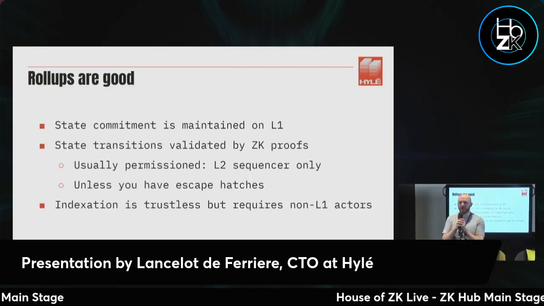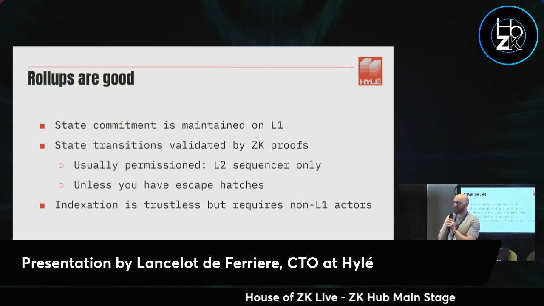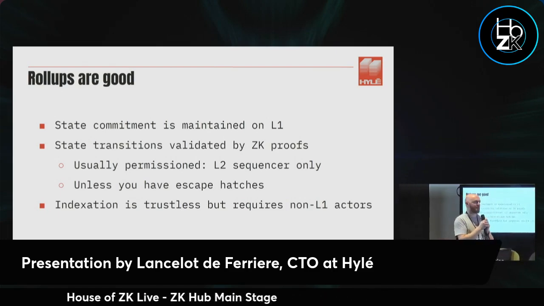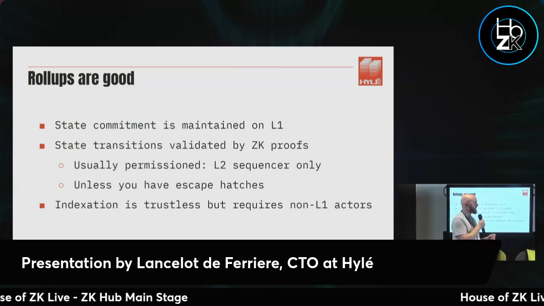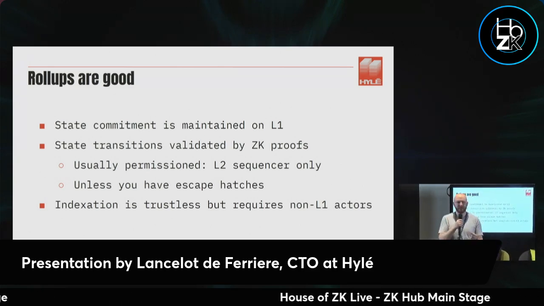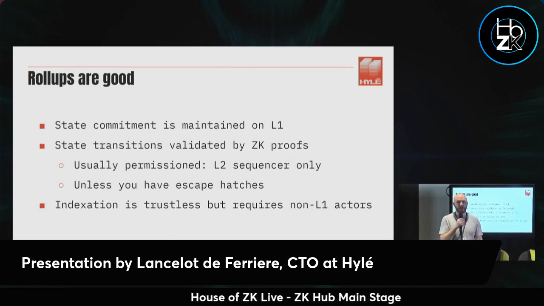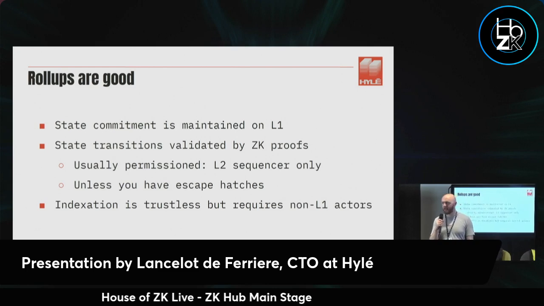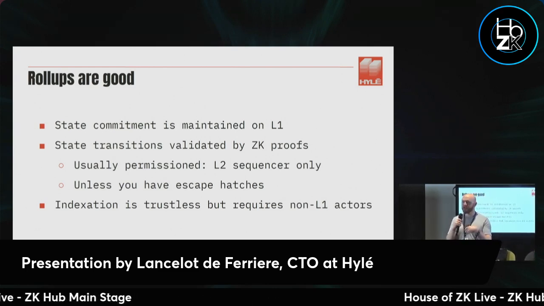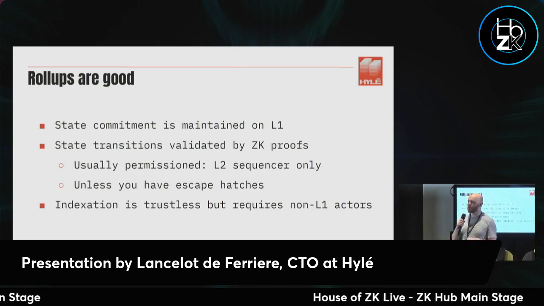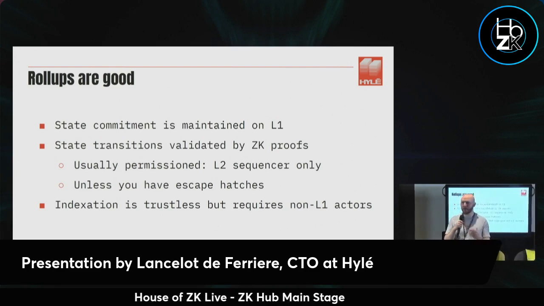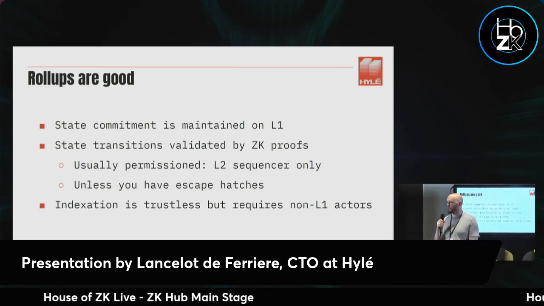Let's quickly go over what a rollup does. In fact, our definition of a rollup anyways, because these words are a bit overused nowadays. A rollup maintains state commitments on the layer 1. That's like the security guarantee and assumption. And each of the state transitions in the case of a ZK rollup is validated by a ZK proof, which makes sure that you can't have fraud, you can't do invalid transitions, these types of things.